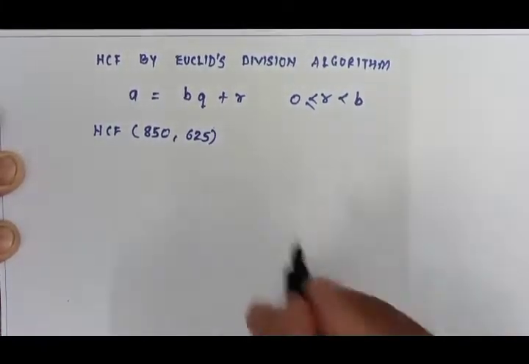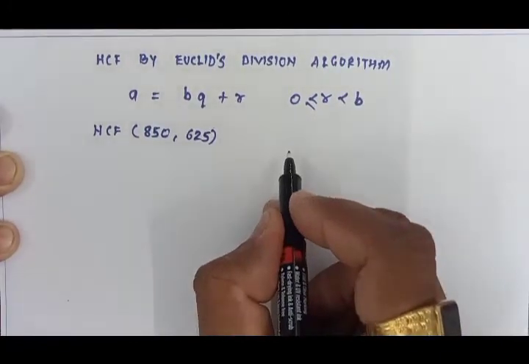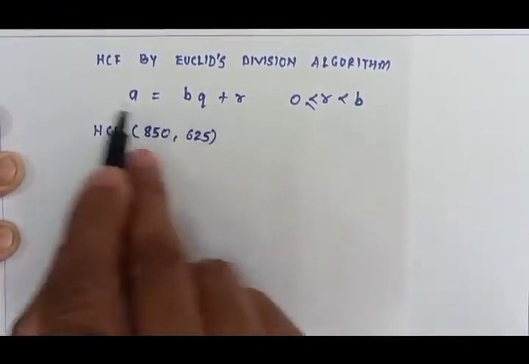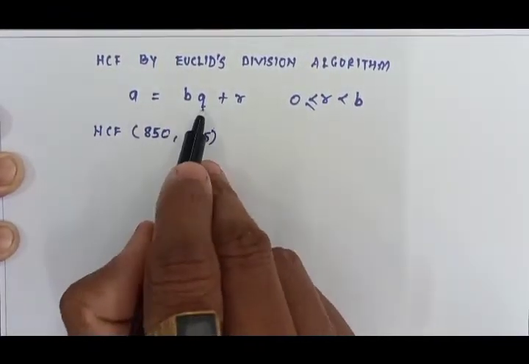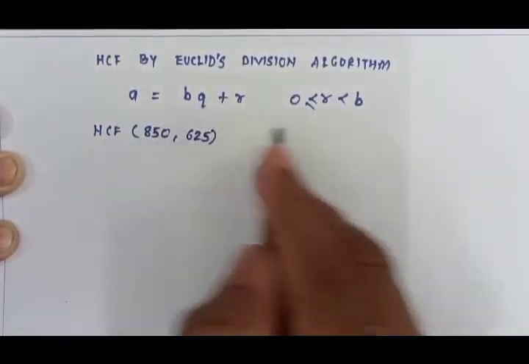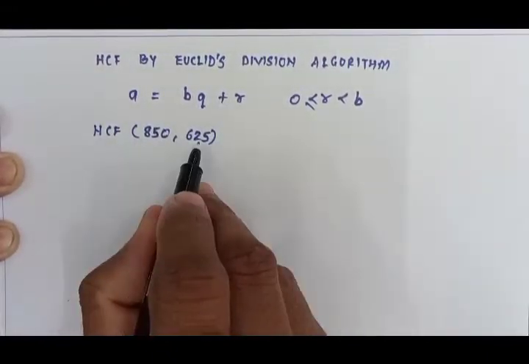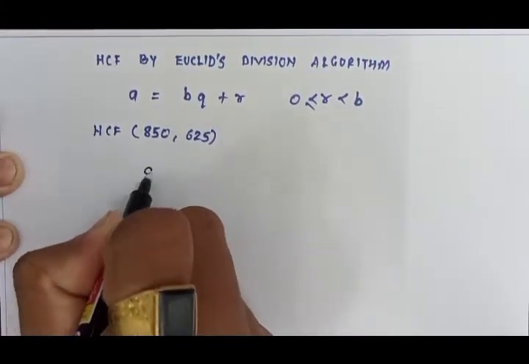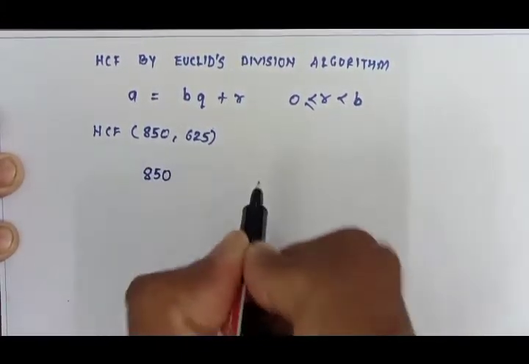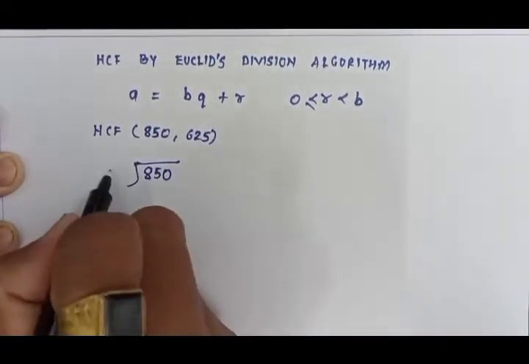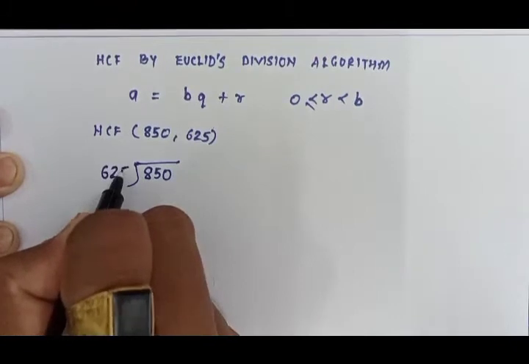Now, the first thing we have to see here is what will be the divisor and what will be the dividend. In our lemma, these are the dividend, divisor, quotient and remainder. So quotient and remainder are the later part. First we have a and b, so a should be greater than b. Here in our case 850 is greater, so it will be the dividend and 625 will be the divisor.